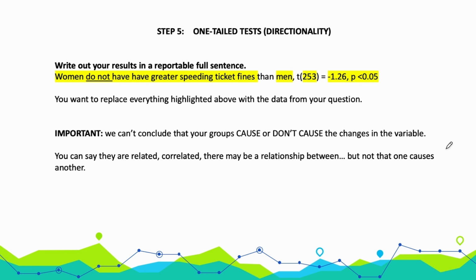Again, does that mean that your gender causes the differences in your speeding ticket fine level? No, we're not saying there's any causation between these two variables' relationships. We're just saying that instead they're related or correlated, or there may be a relationship between these two variables, gender and speeding ticket fines, but not that one causes the other.